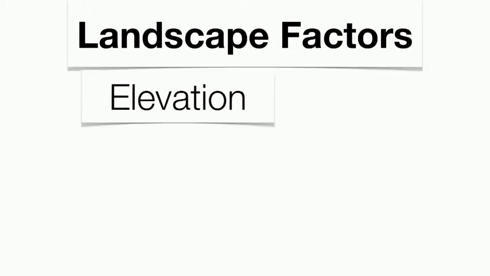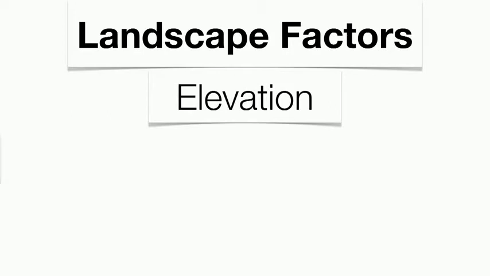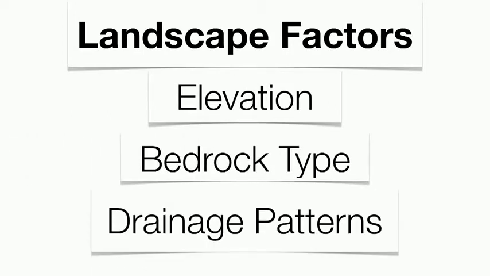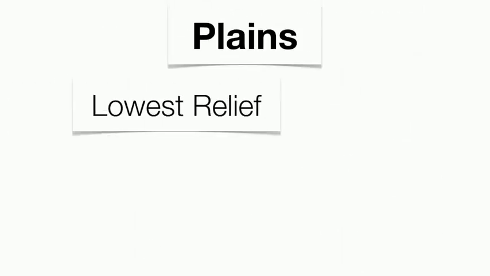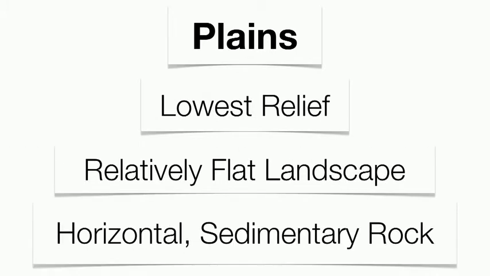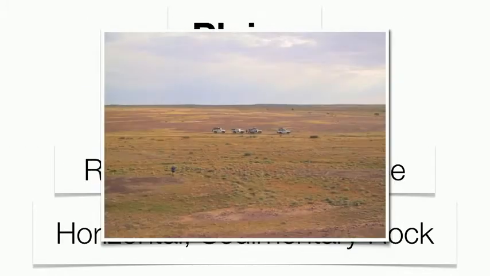So, some of the factors are going to include elevation or relief, the type of rock that's under the soil, and also the way that water drains off of the surface. So, plains regions have the lowest relief. They're going to be made up of sedimentary rock that is relatively flat and horizontal. Not a whole lot going on with your plains areas.